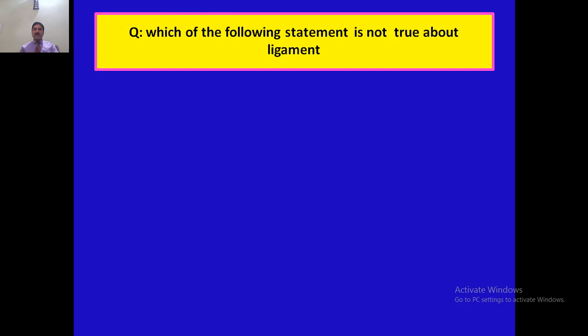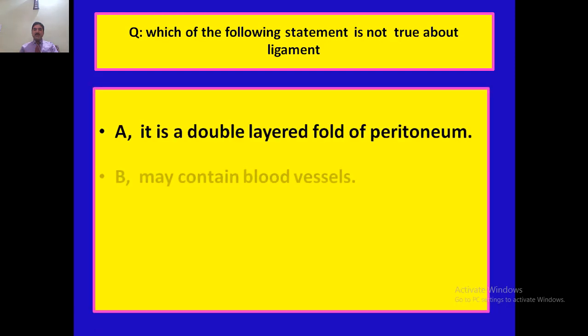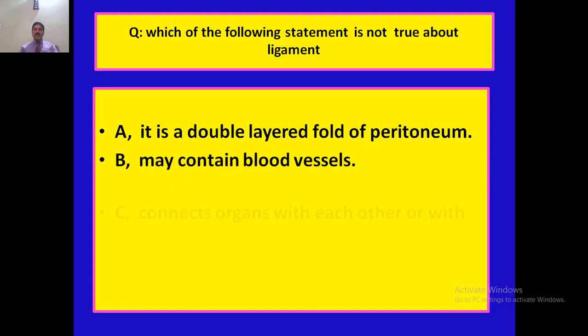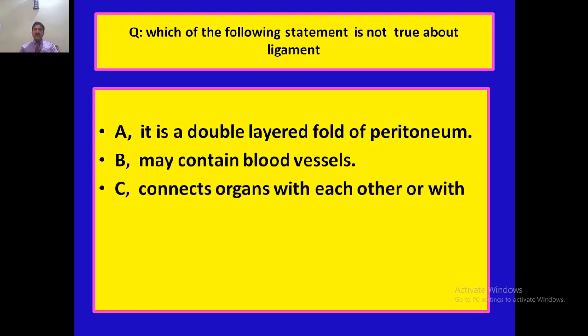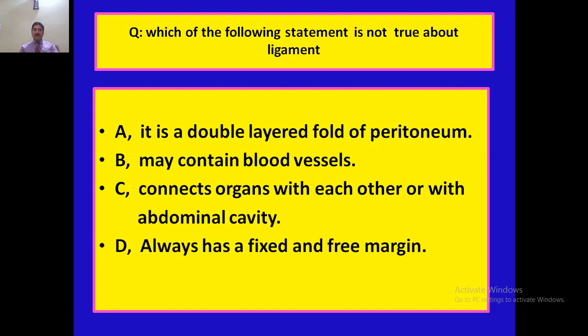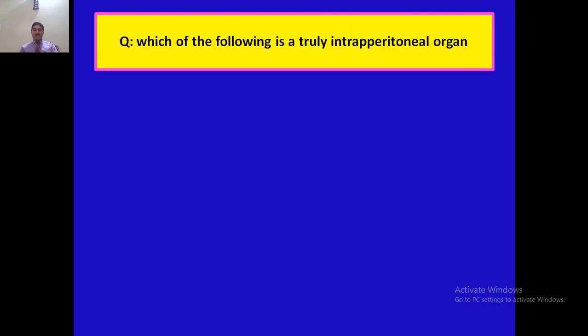Which of the following statements is not true about a ligament? A. It is a double layered fold of the peritoneum. B. May contain blood vessels. C. Connects organs with each other or with abdominal wall. D. Always has a fixed and a free margin. So wrong choice is D.